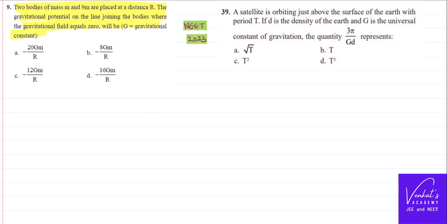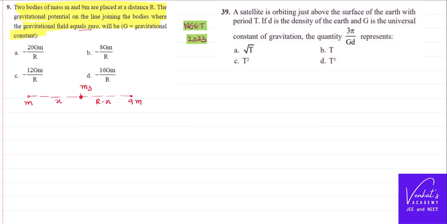Let's understand what is given. There is a body of mass m. There is another body of mass 9m separated by a certain distance. In between, you have kept a new body of mass m3 that experiences zero gravitational field, where gravitational field equal to 0 means gravitational force on this mass equal to 0. Let it be kept at a distance x from m. It becomes automatically r minus x from the other.